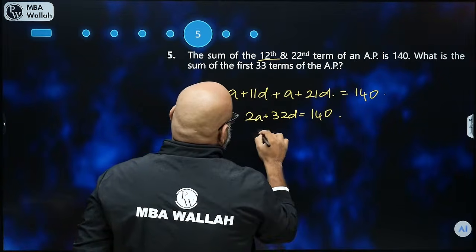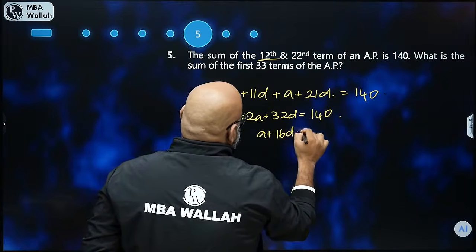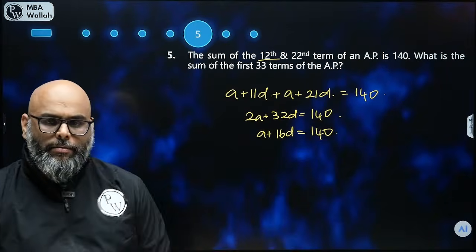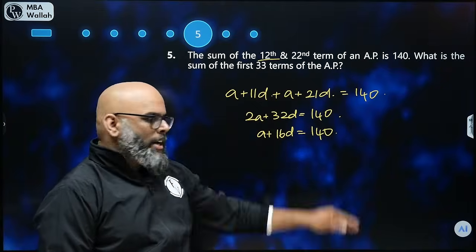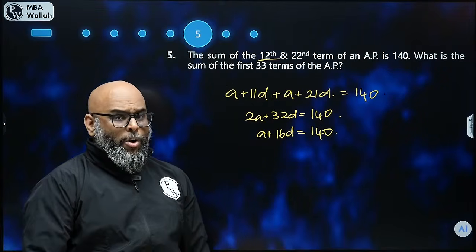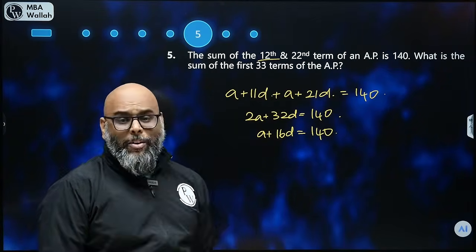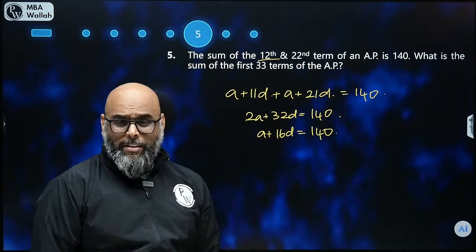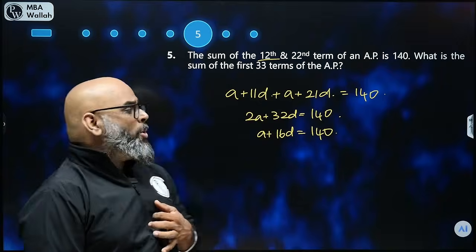From here you can say a plus 16d is equal to 70. Now you will be wondering, hey, there is only one equation that I have and there are two variables. How do I solve this question? Now don't worry too much about it.